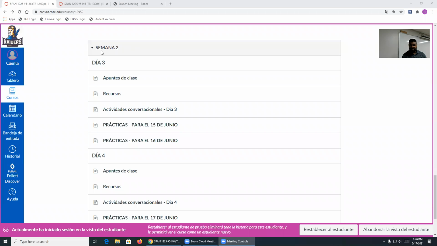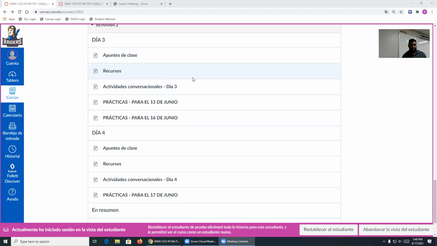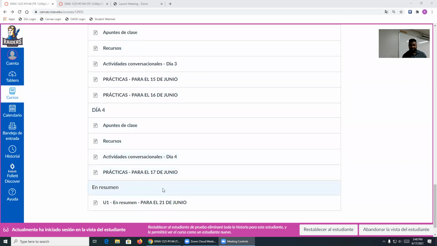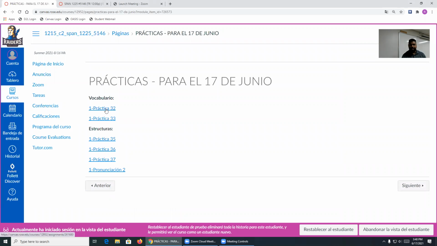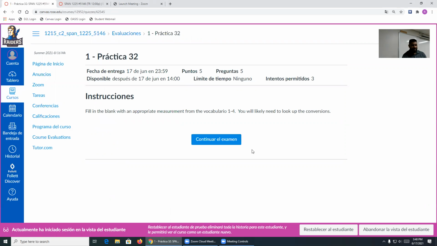So aquí estamos en semana 2. We had día 3, el 15 de junio. We just completed día 4. Let's see what we have to do esta semana. So we have dos actividades o dos prácticas de vocabulario. La primera actividad es llenarle el espacio con la medida apropiada, the appropriate measurement.